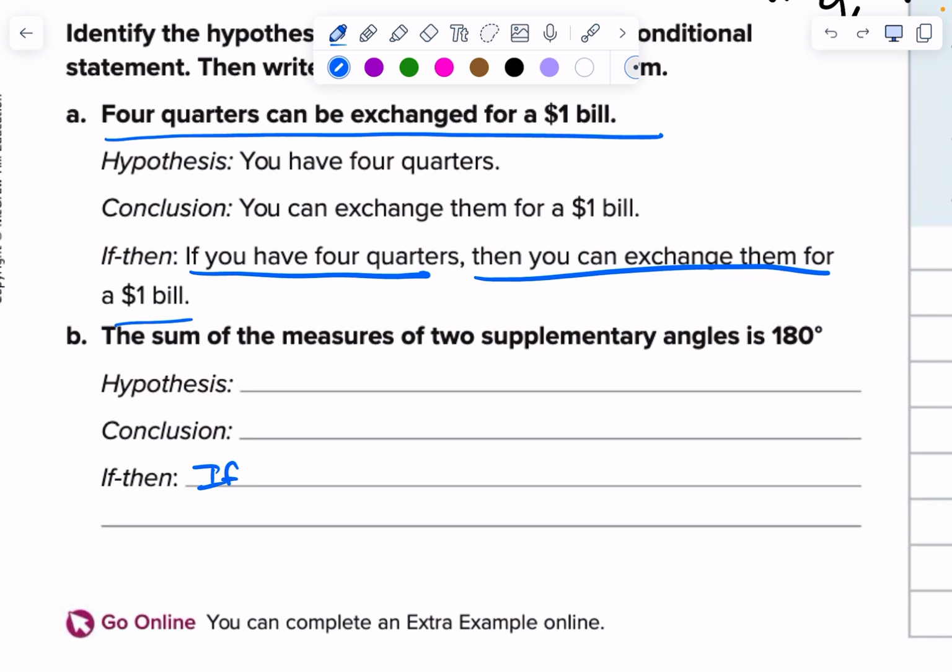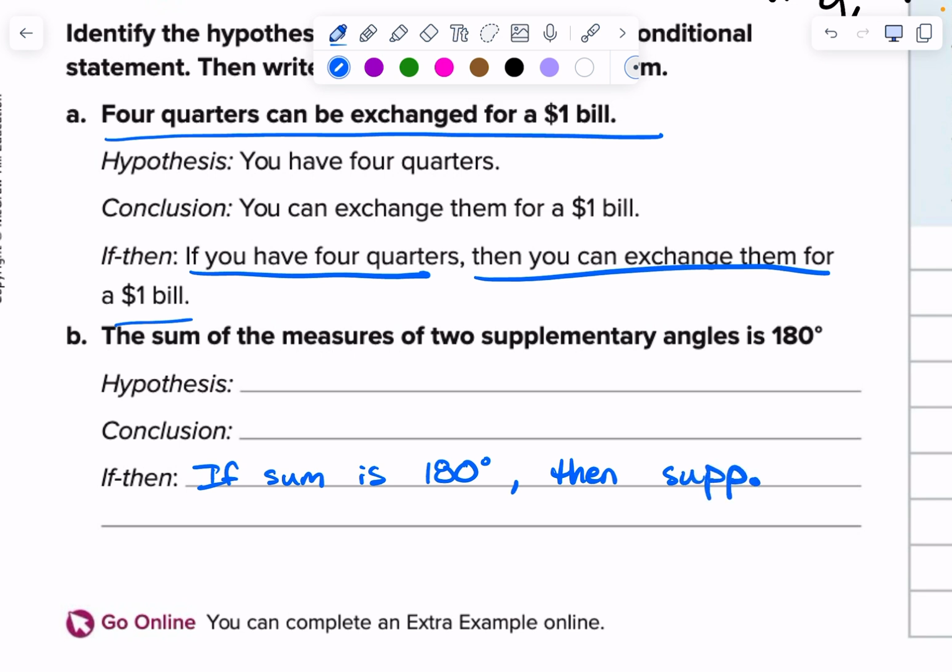What did you say? If the sum of the two measures is 180, then it's supplementary. That's what Lauren said, and I agree. If the sum is 180, then supplementary. You guys are all saying the same thing.